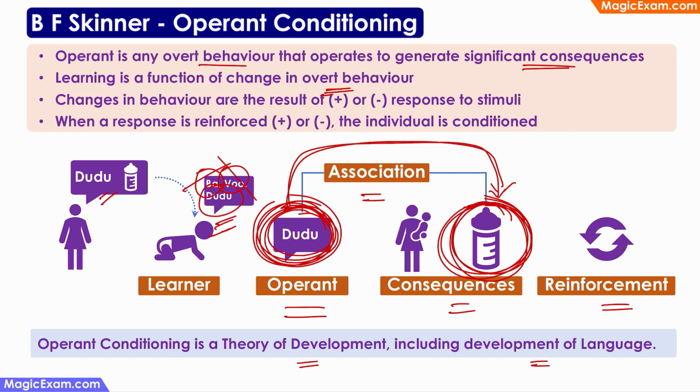And changes in behavior are the result of positive or negative response to stimuli. That is, if the child is crying and the mother says stop crying and then comes and gives him a beating, so he starts associating the words stop crying with beating. So he realizes that if he hears the word stop crying, then he should immediately stop doing whatever he is doing, because otherwise he'll get a beating, right? So that way he is negatively responding to the stimuli being the words stop crying. And when any response is reinforced positively or negatively, the individual is conditioned. So this is B.F. Skinner's operant conditioning theory.